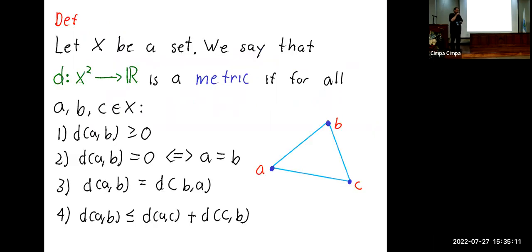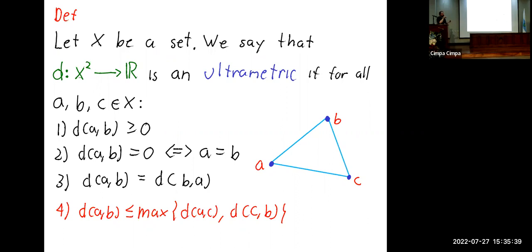Here's the definition of metric, but everyone knows this, so I'm not going to read it. But of course, here's the triangle inequality. The point is that adding is hard. You learn it in primary school and then a couple of years later you forget it. So I prefer the notion of ultrametric. An ultrametric is a metric, but you don't have to add. You change the triangle inequality for just the maximum.